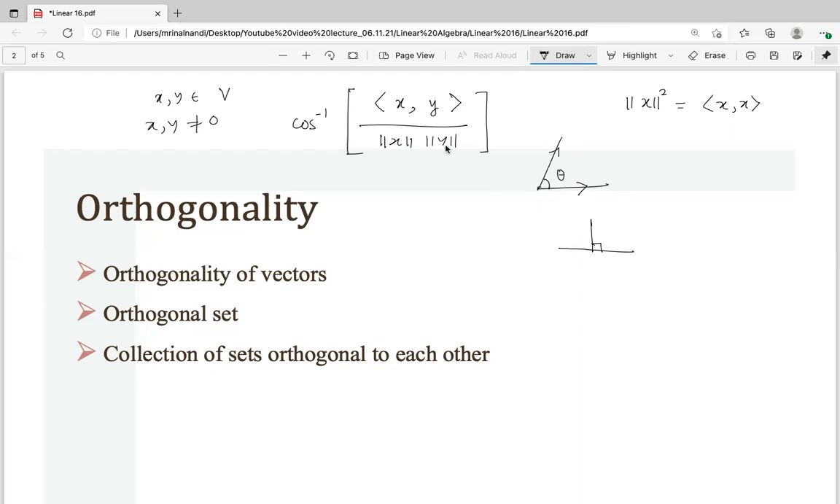So when two vectors are perpendicular, we know two vectors are perpendicular if the angle is 90 degrees, and if it is 90 degrees, that means this is 0, if and only if this inner product is 0. Because remember that since x and y are not 0, norm x and norm y are not 0, so they are positive. So if the inner product of x and y is 0, if and only if, then cos inverse of this is 90 degrees, so that angle theta is 90 degrees.